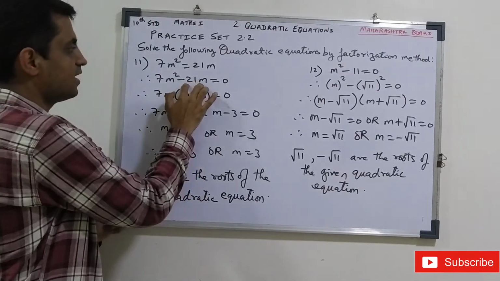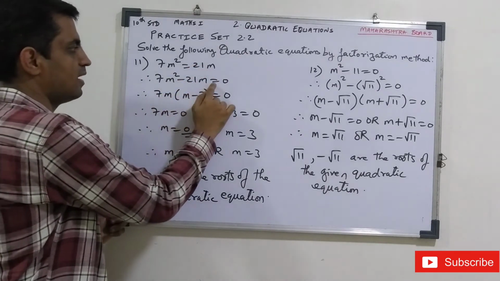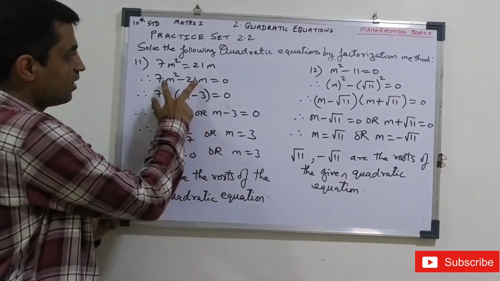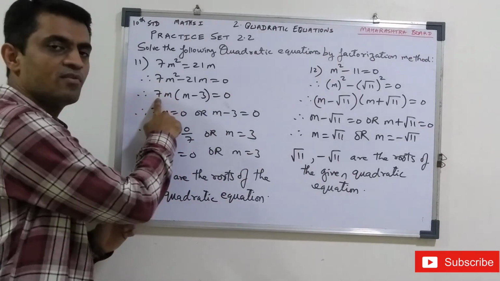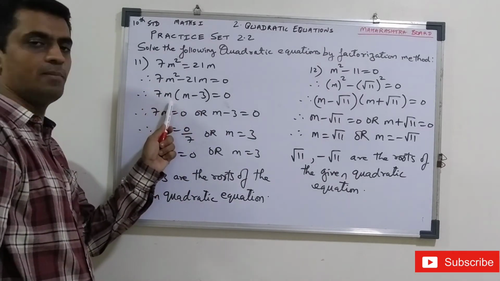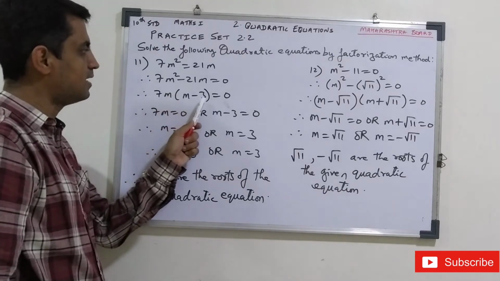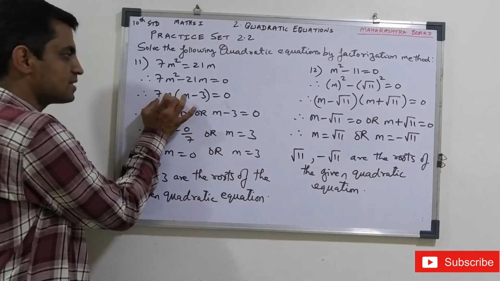So here we shifted 21 this side, so it becomes 7m square minus 21m is equal to 0. Now from here, think what will be the common? Yes, 7 will be common. And from here what will be common? m square and m, m will be common. So what will be there? 7m into m minus 3, 21 divided by 7 is 3, is equal to 0. So you got this and this.